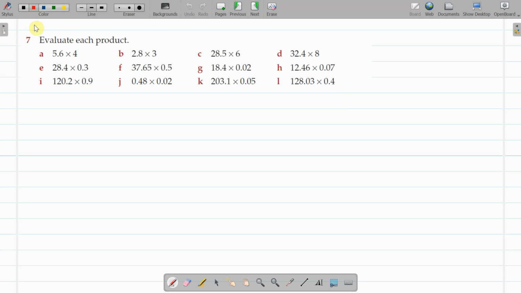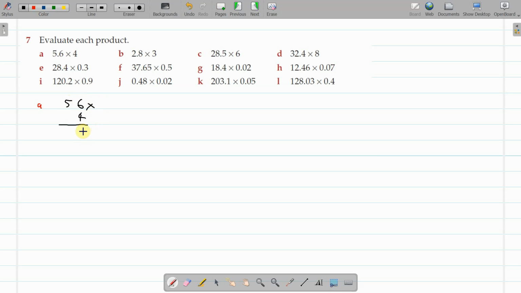But in all of these, what we basically do is arrange numbers vertically and take out any decimal points. So 5.6 becomes 56 times 4. Arrange the numbers vertically, take out any decimal points, and we put them back in at the end.